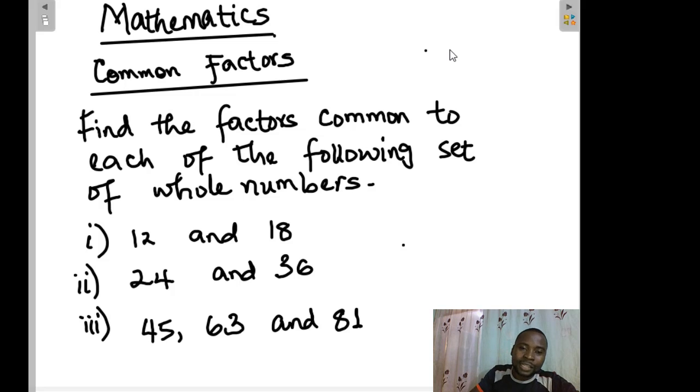Now, in today's lesson, we're going to discuss common factors of whole numbers. Remember that for a while we've been discussing factors of whole numbers. And today we want to talk about common factors of whole numbers. So this one says find the factors common to each of the following set of whole numbers. The first set is 12 and 18. The second set is 24 and 36. And the third set is 45, 63, and 81. So let's get to business.